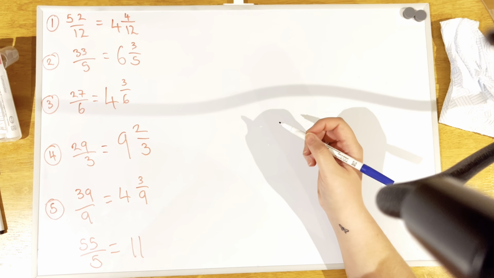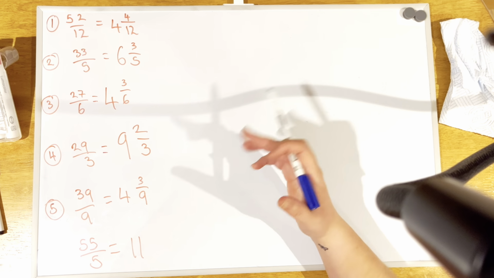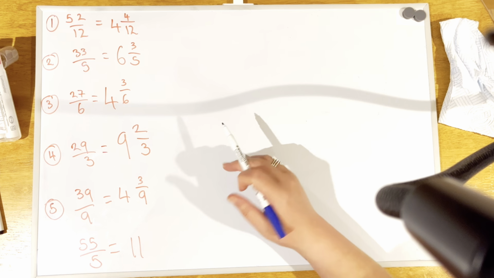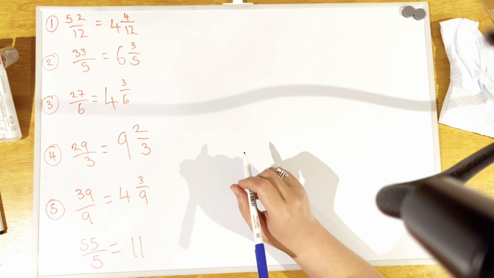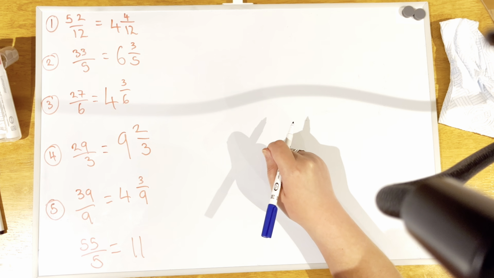Here are our answers. Have a look, compare them to yours. Did you get them all right? If not, can you see where you went wrong? Let's go through some of them and look at our methods and make sure that we understand how to change from an improper fraction to a mixed number.